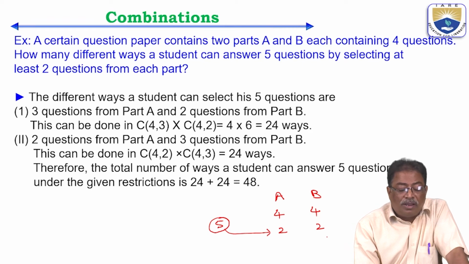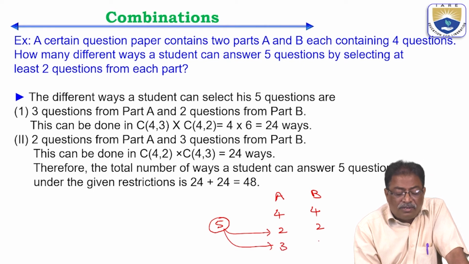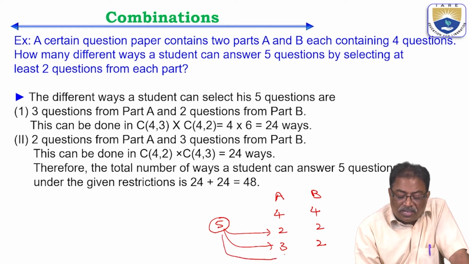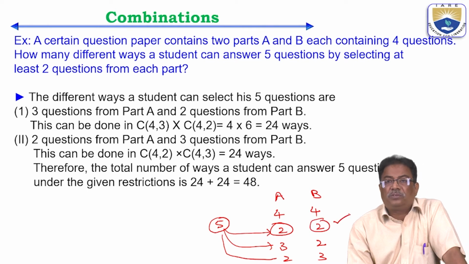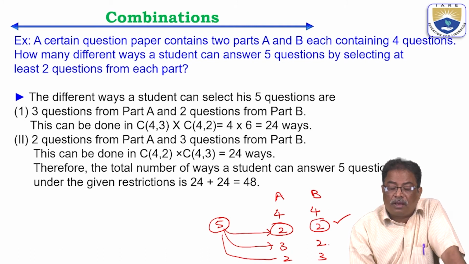So first of all, let us consider the first choice is 3 here and 2 here. And the second choice is 2 here and 3 here. So this is the restriction, this is the condition. So now the student can answer 3 questions from part A and 2 questions from part B, or else the student can answer 2 questions from part A and 3 questions from part B.